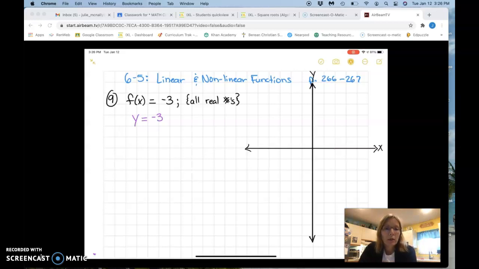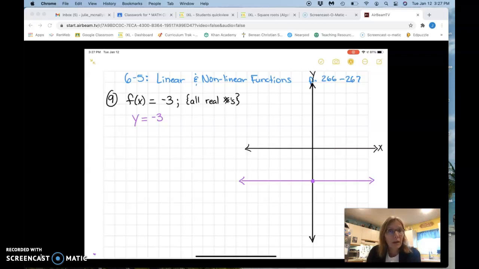Okay, so my equation is basically y equals -3. When y equals -3, that means my point is on the y-axis at -3. So let's put a point there. And my line is going right through that point horizontally. Okay, so that is the graph of y equals -3.